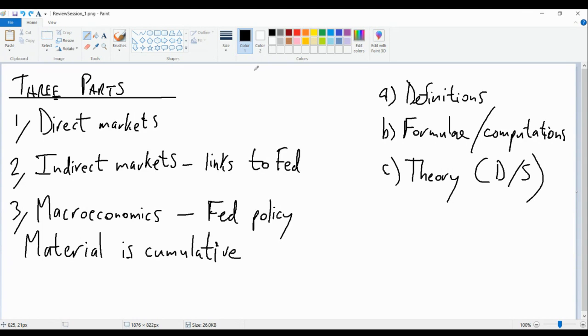Okay. Let's see. When we're talking about indirect financial markets, the most important theory that we came up with was the demand and supply for reserves. The intuitive idea was that there's some demand for reserves among the banks. The supply, on the other hand, is given by the Fed.